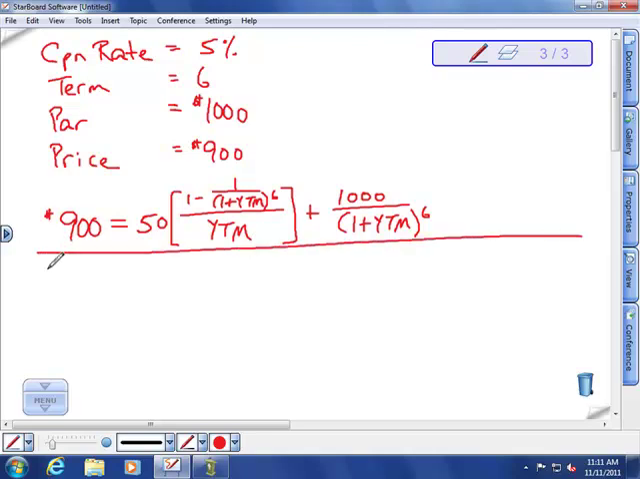Well, think about this. If the price of the bond were equal to the par value, which in this case is $1,000, what would the yield to maturity be? It would be 5%, which is the coupon rate. If the rate that we're discounting these cash flows is equal to the coupon rate, then our price will be equal to the par value, here $1,000.